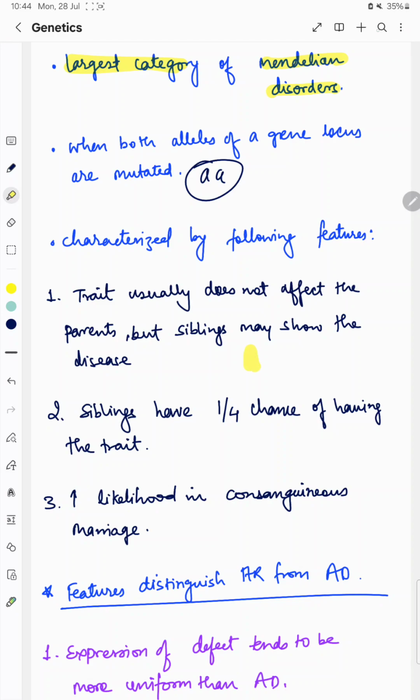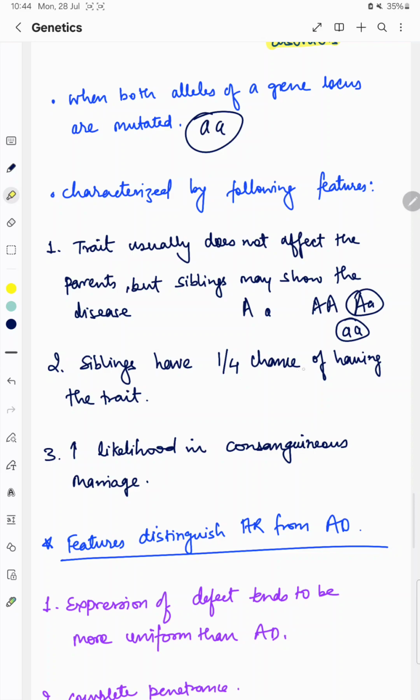If capital A is the normal gene and small a is the affected one, then this condition is absolutely normal, as both the alleles are normal. If one is affected, then this is known as the trait. If both the genes are affected, then this is known as the homozygous condition. So, in autosomal recessive disorders, the trait usually does not affect the parents, but siblings may show the disease. Siblings have a 1/4 chance of having the disease, and there is an increased likelihood in consanguineous marriages.